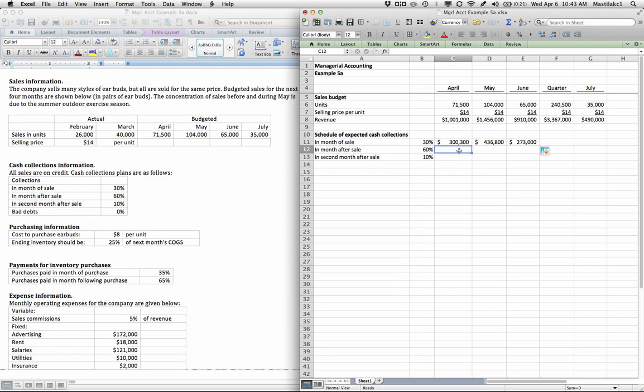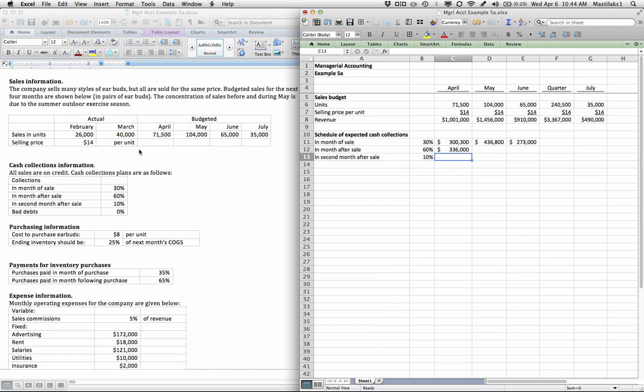In April, we also have to worry about what we're going to collect from previous months, and so what we're going to say is that 60% of what we sold the month prior will be collected in April. In other words, 60% of what we sold in March is going to be collected in April. Well, we know we have March's sales of 40,000 units, and March sales were at $14 per unit. So what we can say is 40,000 units times $14 times 60% gives us $336,000, and that's what we expect of March sales to be collected during the month of April.